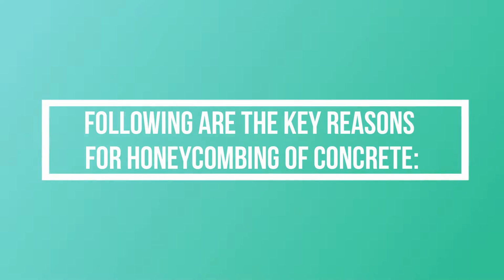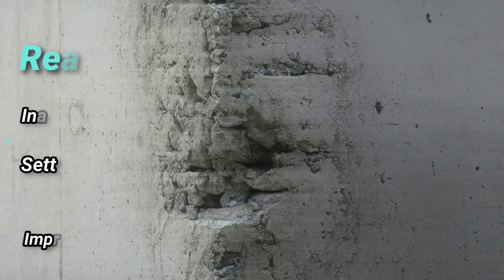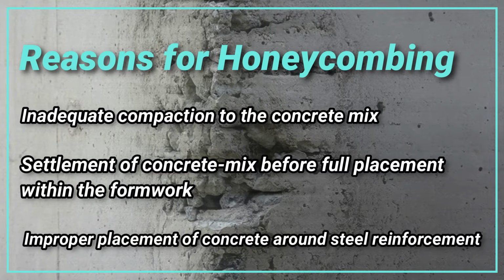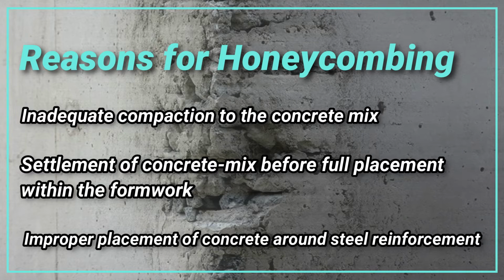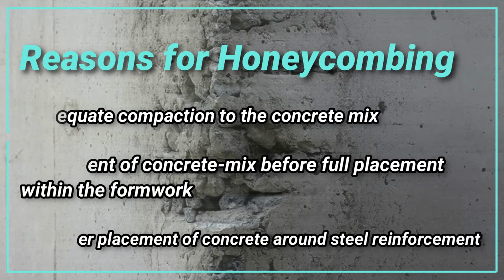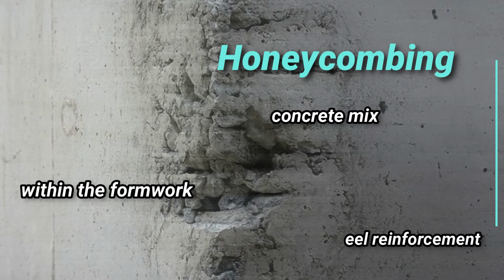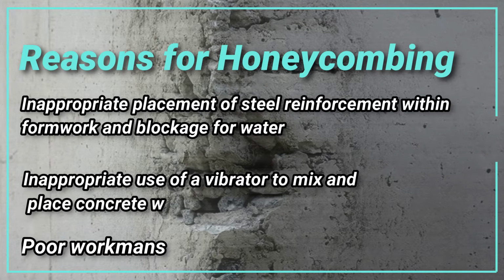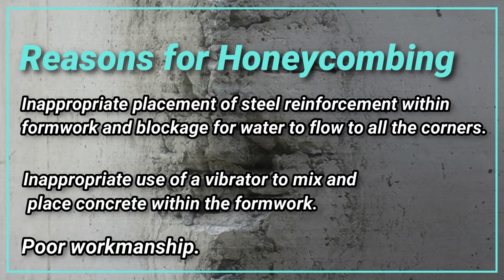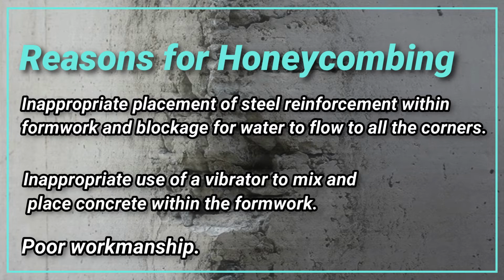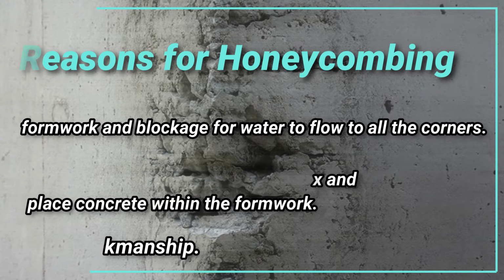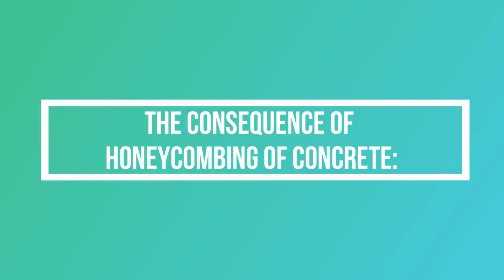Following are the key reasons for honeycombing of concrete. Inadequate compaction of the concrete mix. Settlement of concrete mix before full placement within the formwork. Improper placement of concrete around steel reinforcement. Inappropriate placement of steel reinforcement within formwork, and blockage for the mix to flow to all the corners. Inappropriate use of a vibrator to mix and place concrete within the formwork. Poor workmanship.